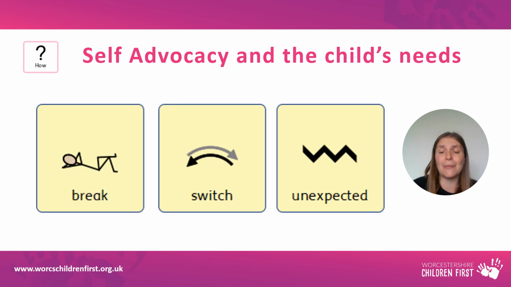Our objects of reference are there to aid communication and are there to make a visual support on what is happening. It's important that the child knows that they can always have a break from an activity, that the activity can be switched if it's not meeting their needs at that moment in time. And maybe there's a way to show the child that something unexpected has happened so that they can be prepared for things that they have not come across before.